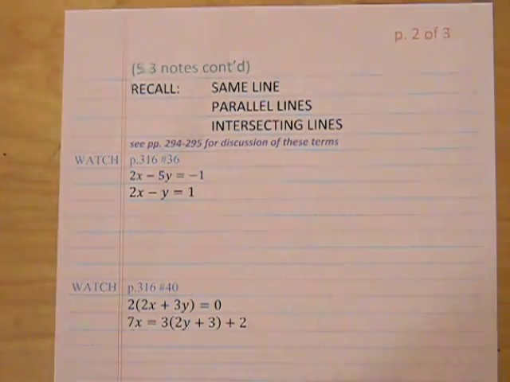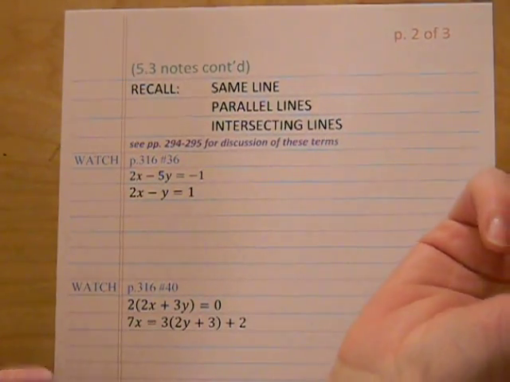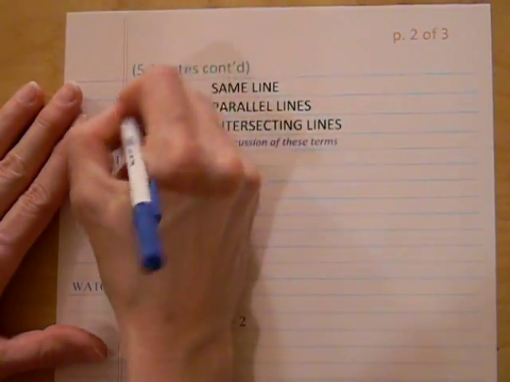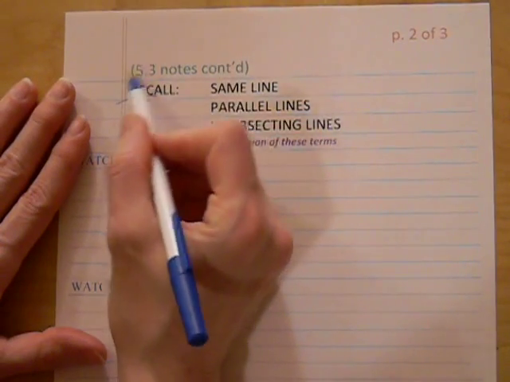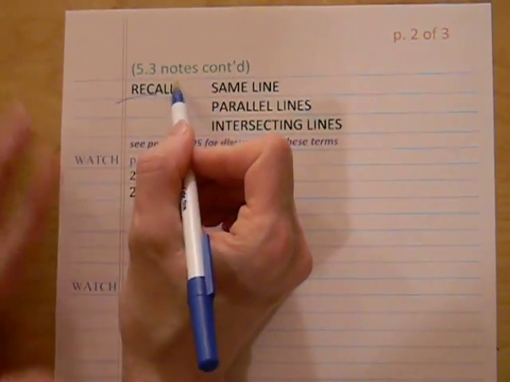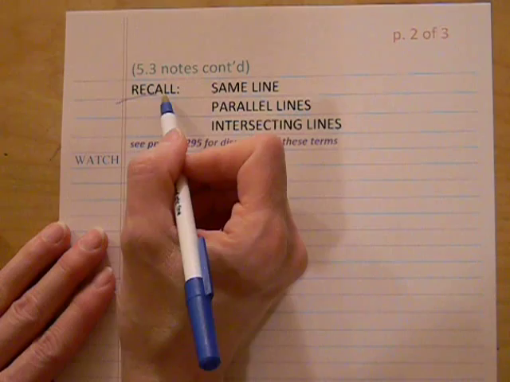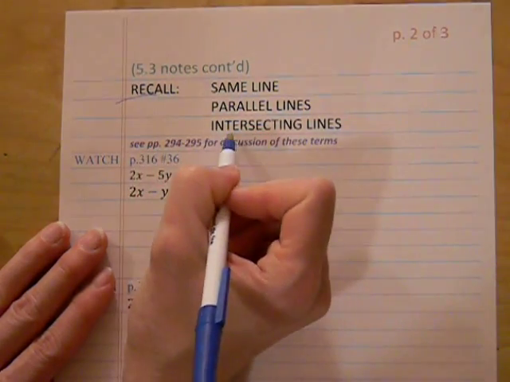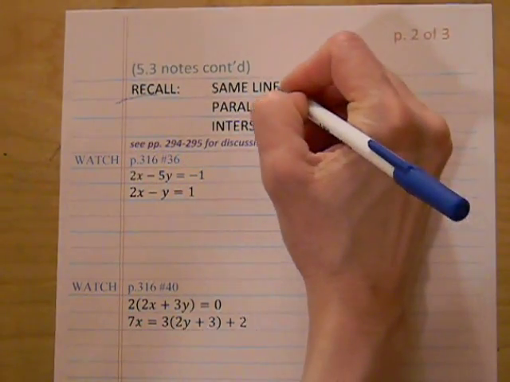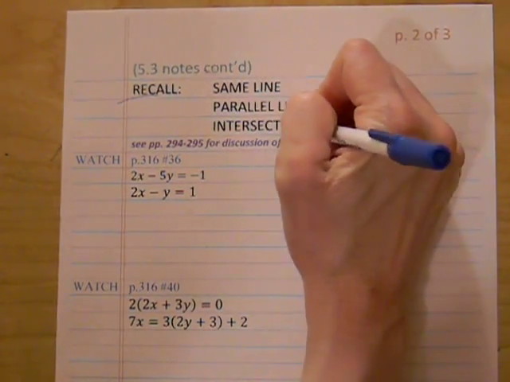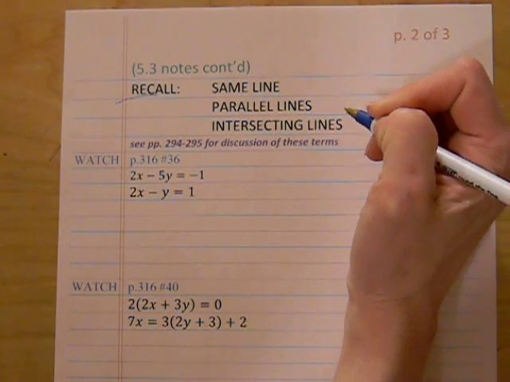Okay, continuing in section 3, page 2 of the notes, a little bit of recall, which I've always said: when a math instructor uses that terminology, recall, they're saying, hey, if you don't remember it from the first time, learn this quickly. This is something you need to have ready to go in your brain. You get a same line or parallel lines or intersecting lines when you are solving a system of equations.